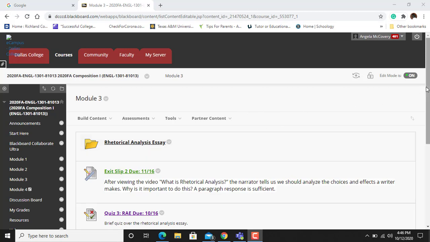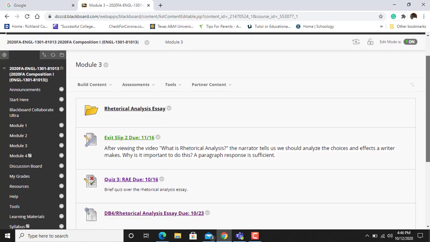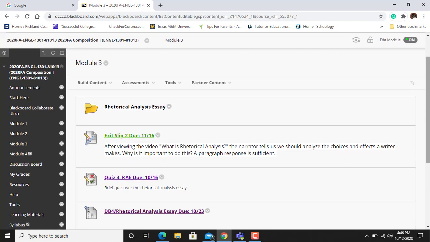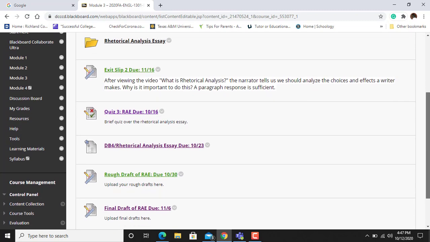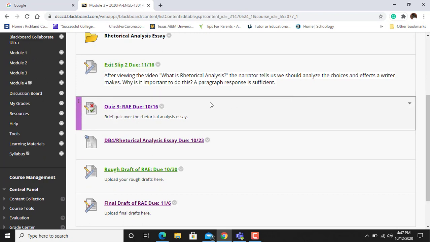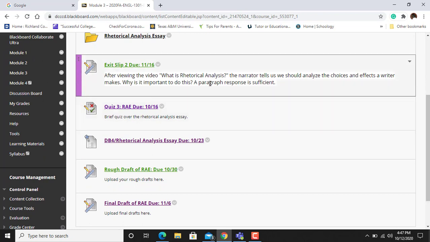And so I want to just give you a few suggestions on how to begin work on our third essay. So I am in Blackboard, right? And I'm going to Module 3. I've already done that. And so as in Module 1 and 2, you're going to see the same organization. You'll see a folder with documents, especially that assignment and rubric sheet for the rhetorical analysis essay, and then you'll see the uploads. For this week we have due Friday, exit slip 2, and there's the question.